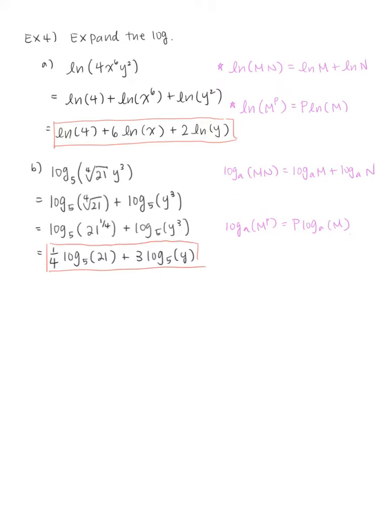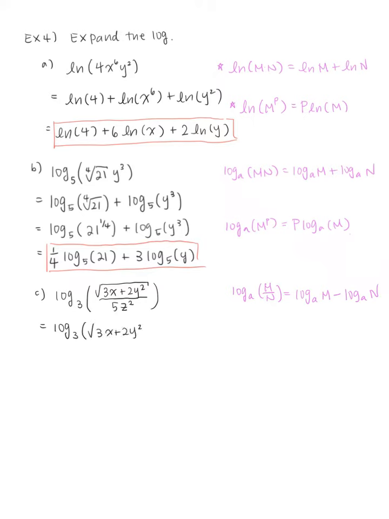Let's take a look at another one. Part C, let's try something like log base 3 of square root of 3x plus 2y squared all over 5z squared. All right, do not panic. Take one step at a time. So first property that I'm going to use is log base a of m over n. This is log base a of m minus the log base a of n. So let me just split that up real quick. So here you're gonna get log base 3 of square root of 3x plus 2y squared, and then minus the log base 3 of 5z squared. Alright, so that is going to be our first step.